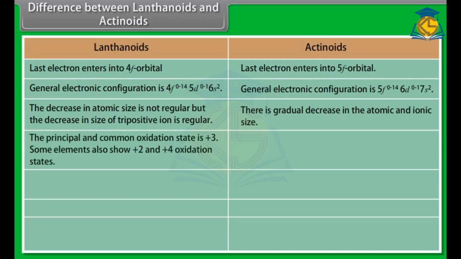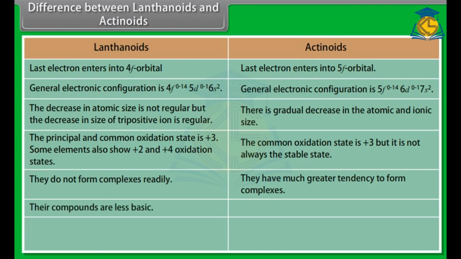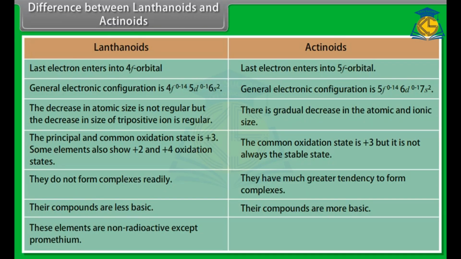In lanthanoids, the principal and common oxidation state is +3. Some elements also show +2 and +4 oxidation states. Whereas in actinoids, the common oxidation state is +3, but it is not always the stable state. Lanthanoids do not form complexes readily, whereas actinoids have much greater tendency to form complexes. Compounds of lanthanoids are less basic, whereas compounds of actinoids are more basic. Lanthanoids are non-radioactive except promethium, whereas actinoids are all radioactive.